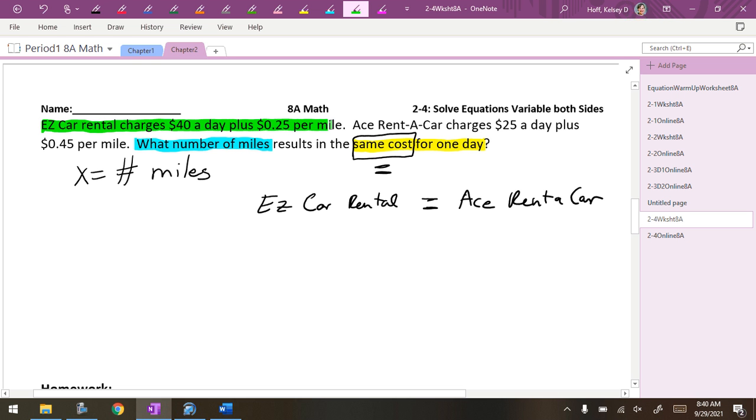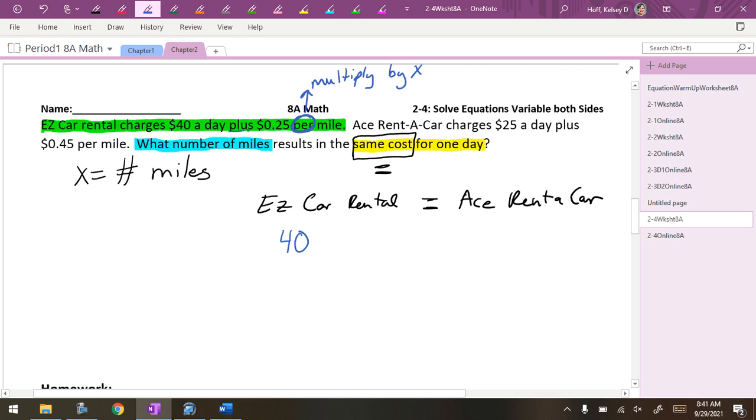All right, so this first sentence says, Easy Car Rental charges $40 a day and 25 cents per mile. Somebody tell me a really important word in that sentence. Jack? Per mile. When you see per, what does that tell you? We are going to multiply by our variable. So that tells you that number needs to have the variable next to it. Okay? So Easy Car Rental is going to be $40.